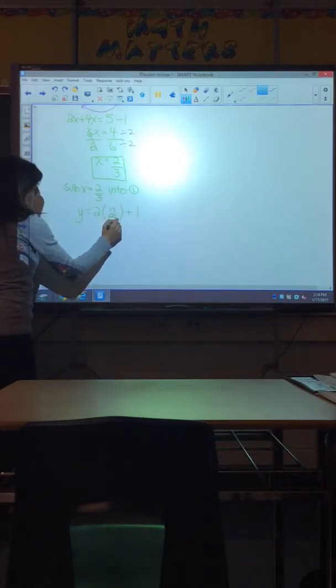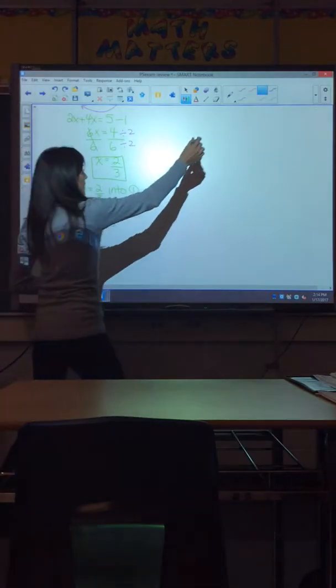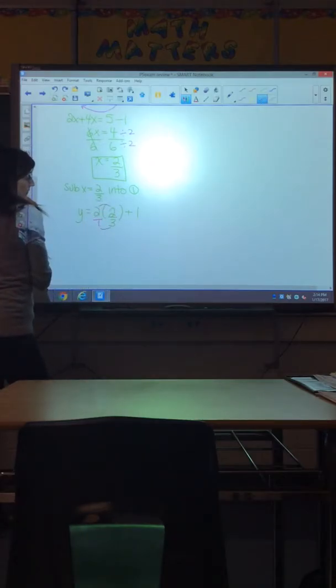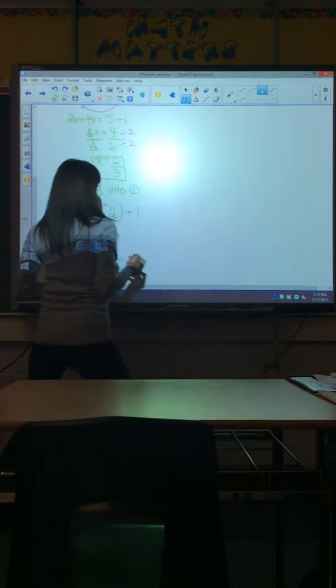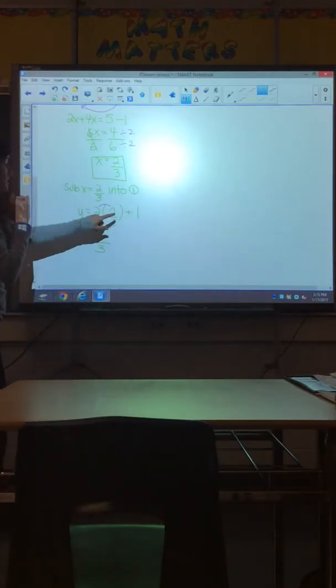The x is 2/3. How do I multiply 2 times a fraction? Put a 1 underneath. And then I go top times the top, bottom times the bottom. So 2 times 2 is 4, 1 times 3 is 3. Now I'm going to add that to 1.